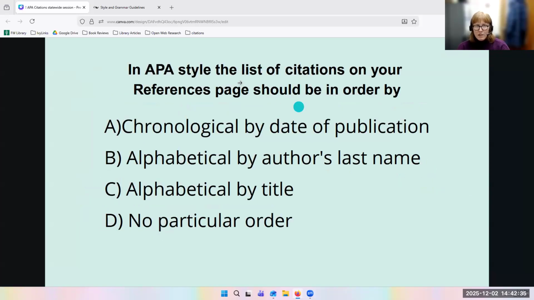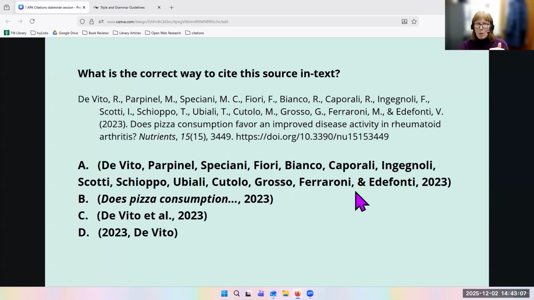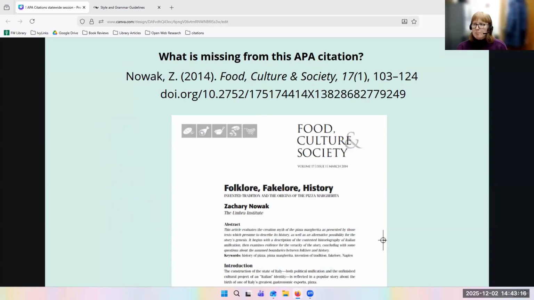In APA style, the list of citations on your references page should be in order by what? Chronological by the date of publication, alphabetical by the author's last name, alphabetical by title, or no particular order? It is B, alphabetical by the author's last name. If we had all those exceptions, it's the first bit of information that's present in your citation, and that's usually the author.